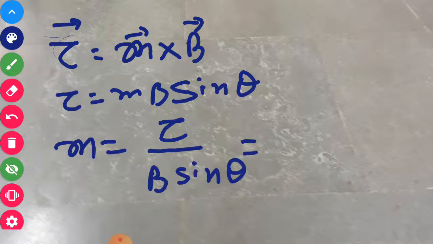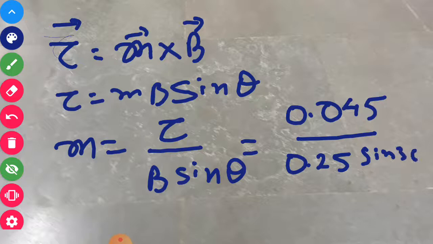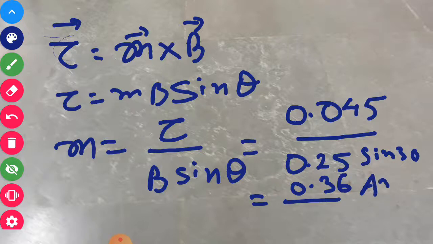The value of torque is given. It is 4.5 × 10^-2. So we can write 0.045 upon b, which is given as 0.25, and sin 30, as you know, is 1 by 2. So you can simplify and you can get the answer of 0.36 ampere meter square.